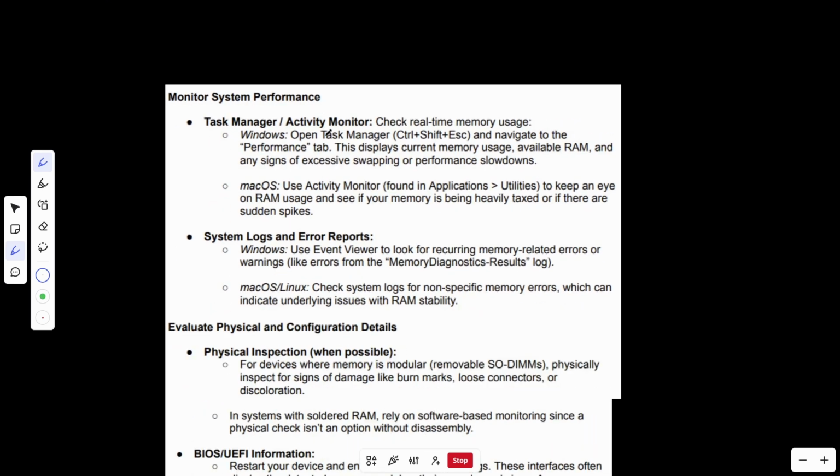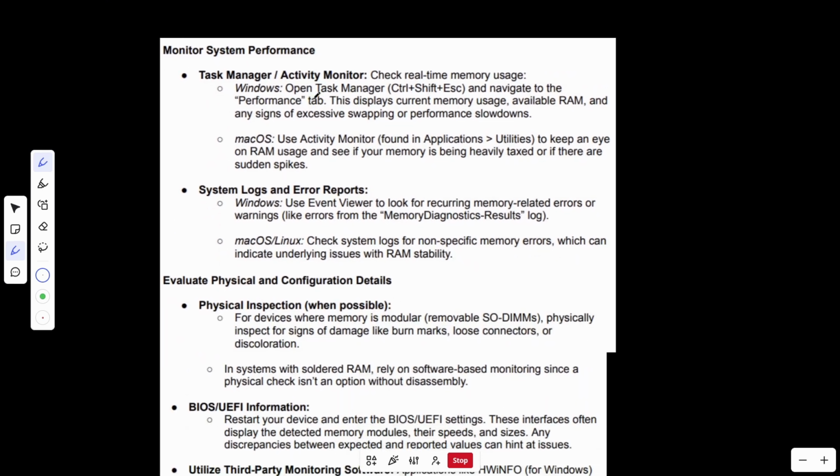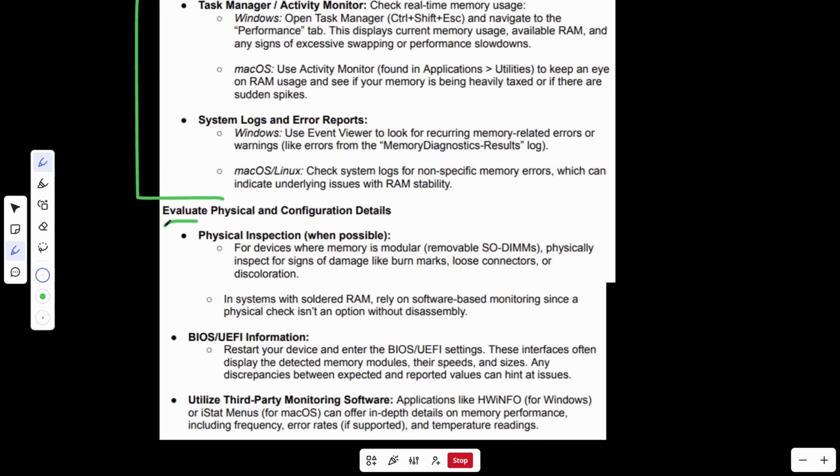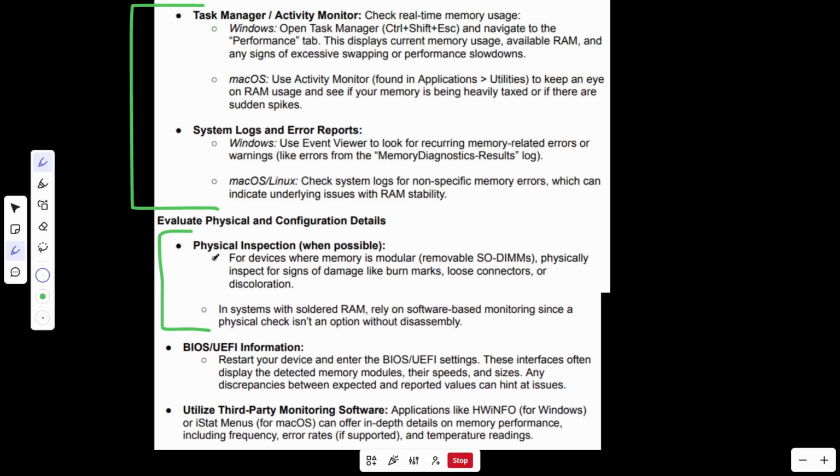In relation to monitoring the RAM, guys, it's going to be pretty similar, right? So there are some software things that you can use. I'm not going to get super specific. Just know there are tools on your computer you can use to monitor your RAM performance. You've got the same kind of physical inspections, right? Have a look at it. Make sure that it's all looking okay, the connections are working properly, etc.